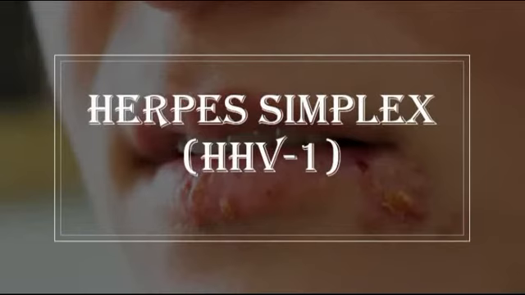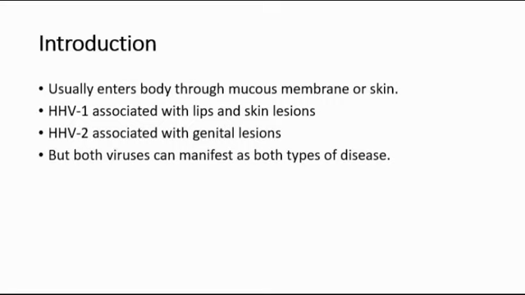In this video, I'm going to talk about herpes simplex virus infection. Herpes simplex virus usually enters the body through mucous membrane or the skin. There are two main types, which are HSV-1 and HSV-2, the human herpes viruses. HSV-1 is usually associated with lips and skin lesions, whereas the second type is associated with genital lesions. But both viruses can manifest as both types of disease.